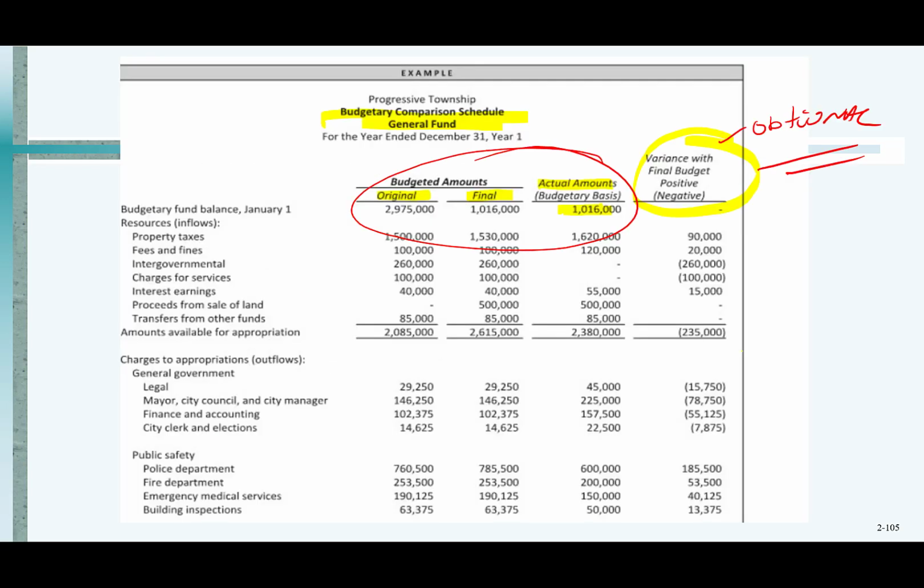Okay? So you can see, and this is similar to what we saw when we looked at San Jose, we have the budget. We have the actual. We compare them. That's required. We must provide that. It's part of the required supplemental information, right? But that column that gives you the variance, that is optional. They don't have to calculate that variance right there.